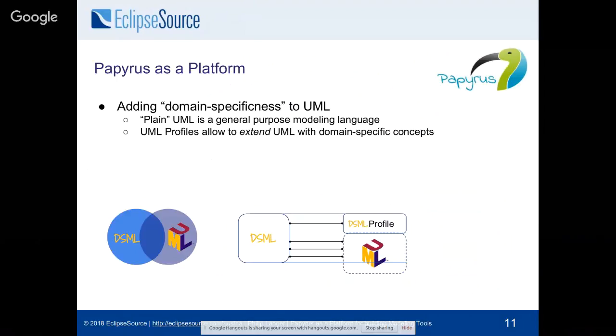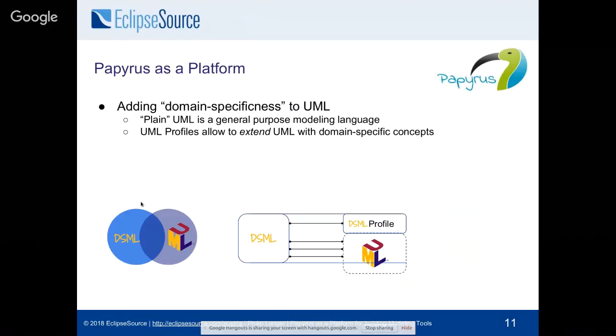Of course, UML is a general purpose modeling language. So how can we add on top of this or turn this general purpose modeling language into something domain-specific? Well, there is an inherent extension mechanism built into UML, which is called UML profiles. And this extension mechanism allows you to extend UML with domain-specific concepts.